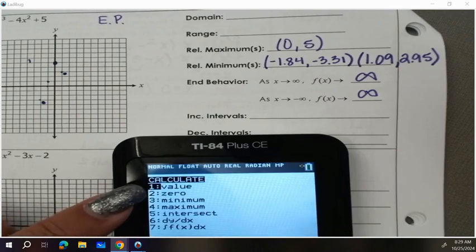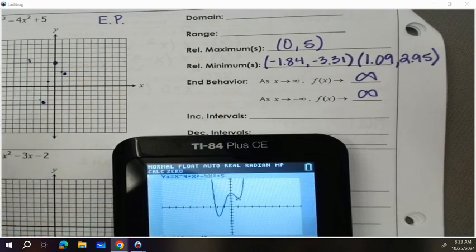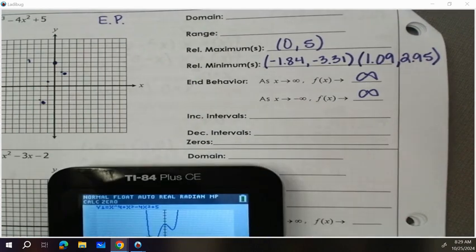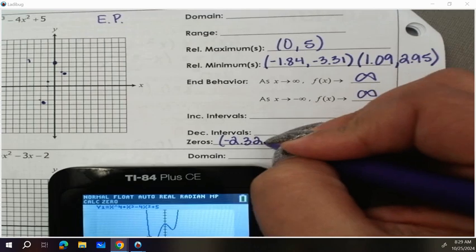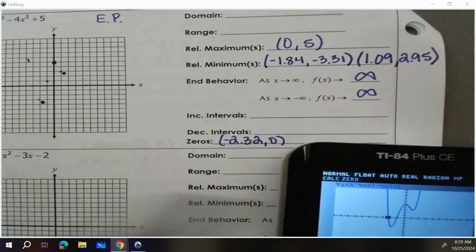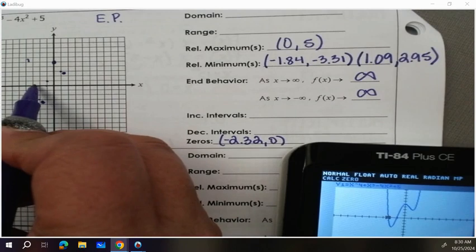So second, calculate zero. Oh, I got to come all the way over here. Left side of that zero. Okay, left side of that zero. Right side of that zero. Guess the zero. All right, it's right at zero, so negative 2.32, 0, negative 2.32.